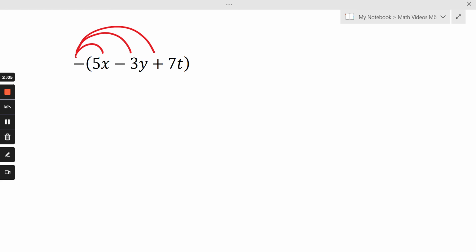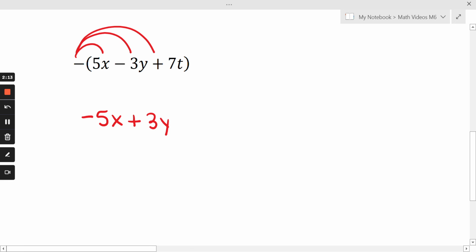Now, technically, what that's going to do is it's just going to flip the sign of everything inside. So instead of 5x, I will now have a negative 5x. Instead of the negative 3y, I will now have a positive 3y. And instead of 7t, I will now have minus or negative 7t.